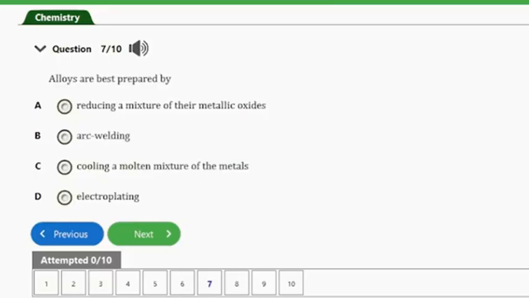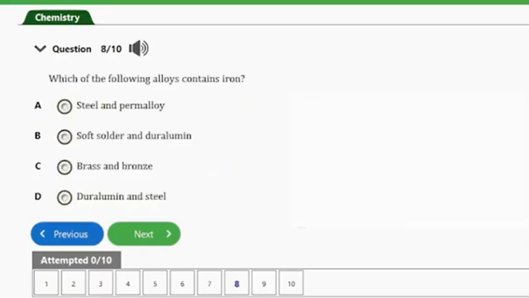Question number 7, it says, alloys are best prepared by A, reducing a mixture of their metallic oxides; B, arc welding; C, cooling a molten mixture of the metals; and D, electroplating. The answer to this question is option C here, and that's by cooling a molten mixture of the metals. When you melt the two metals and they are mixed together in their molten state, you can then allow the mixture to cool, and then you have a good alloy of the two metals. So that's it for that question. Let's consider the next question.